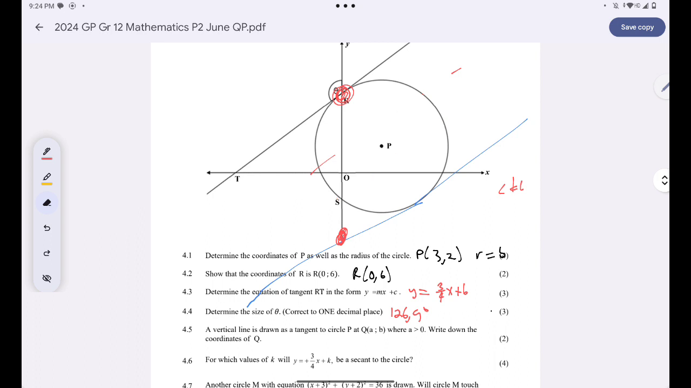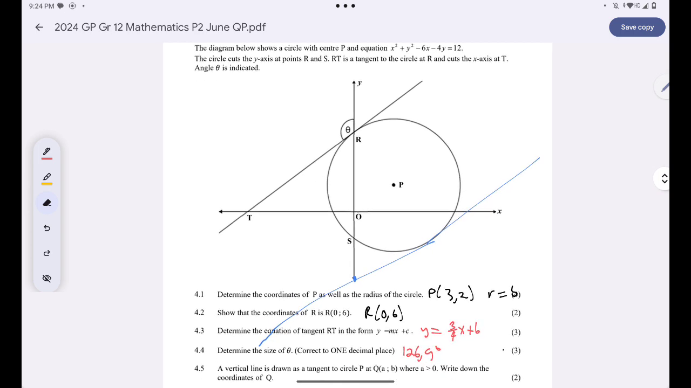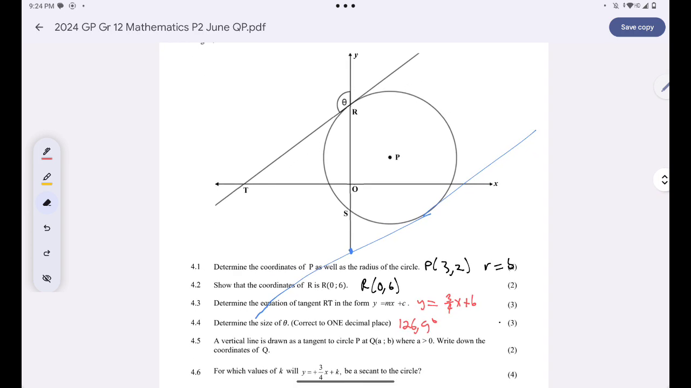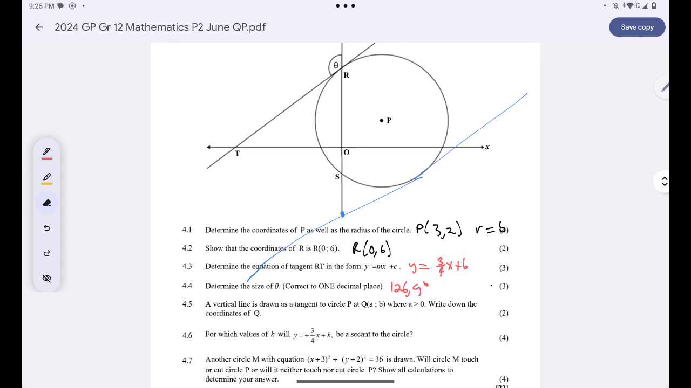We must just find the equation of the tangent of the other graph. Are you together? How can we find the equation of a tangent? I already know that the gradient, this graph will be y equals 3 over 4 x plus c, where c is just the y-intercept.